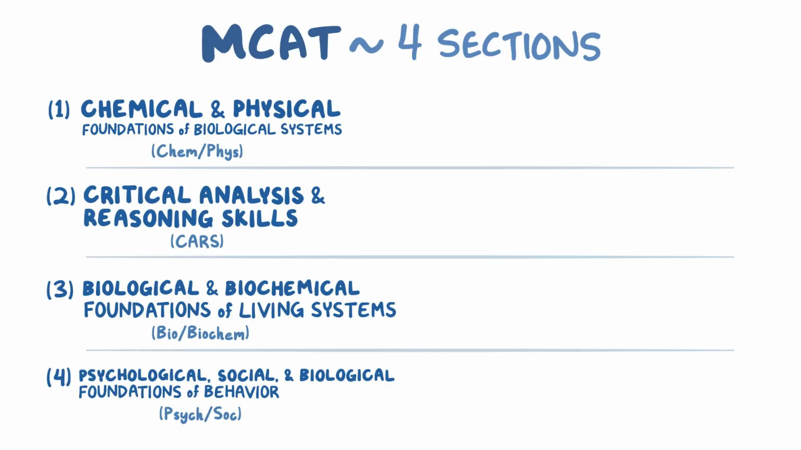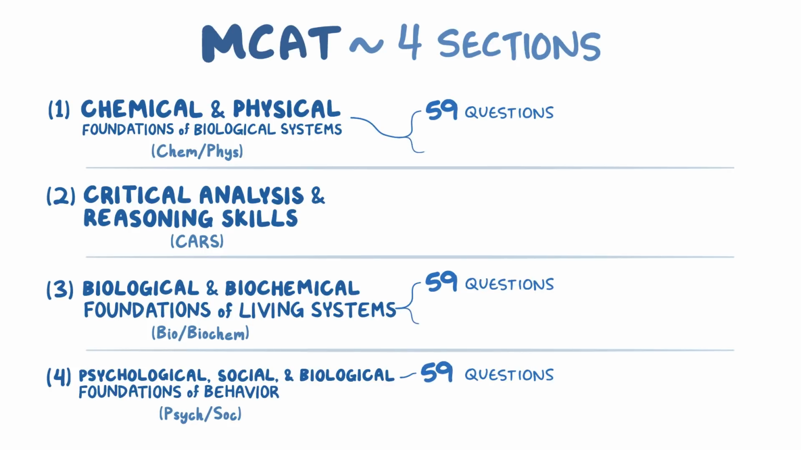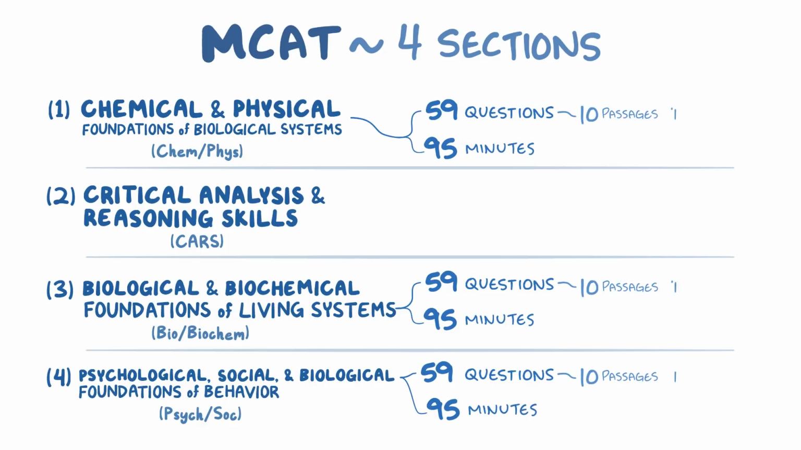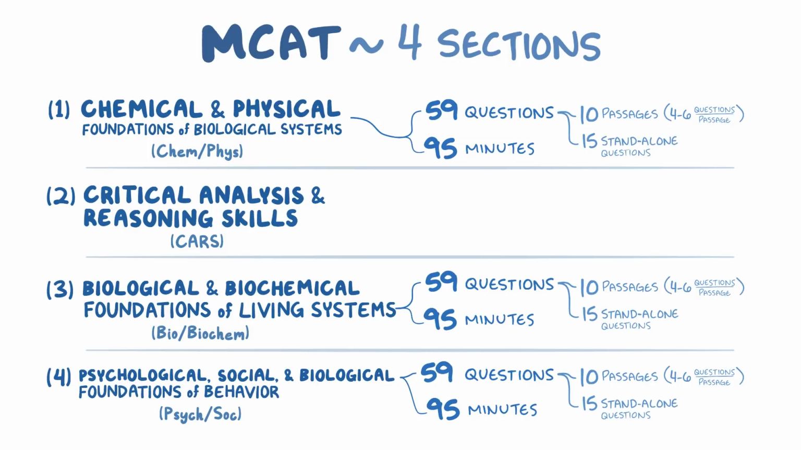The first, third, and fourth sections have 59 questions each, with a time limit of 95 minutes per section. Each section has 10 passages, with 4 to 6 questions per passage. There are also 15 independent questions that are not associated with a passage.